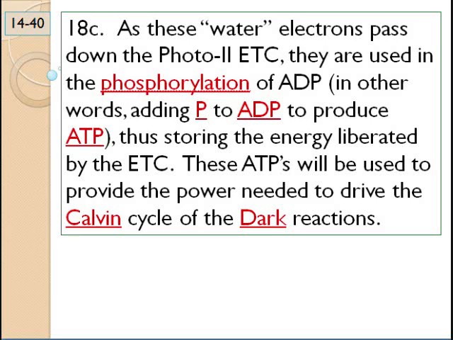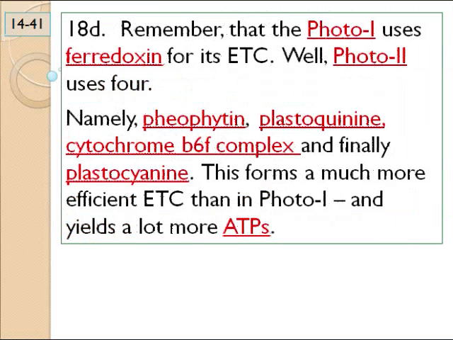And those ATPs are used to drive the dark reactions. The dark reactions don't need sunlight because they have the ATP. And my picture is going to clear it all up, I hope.